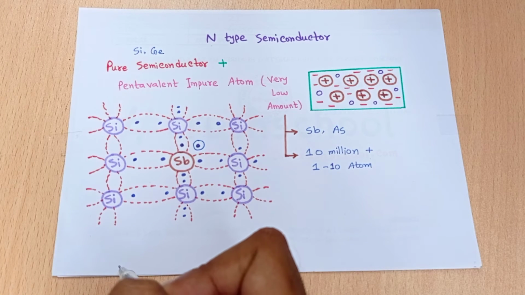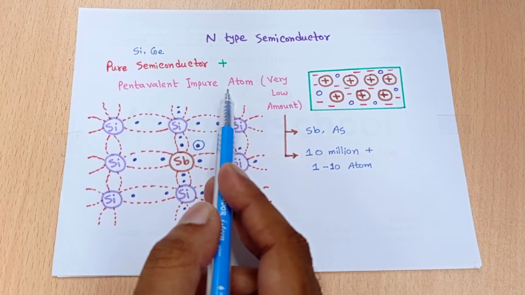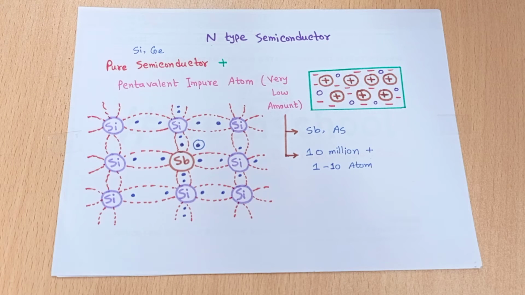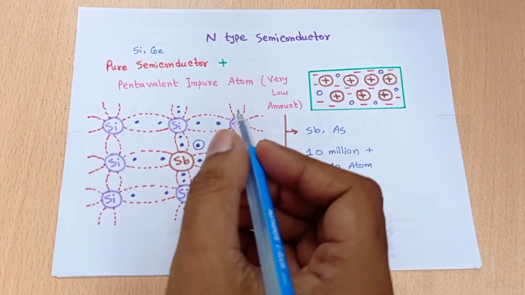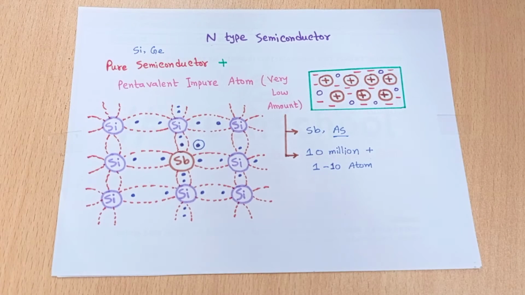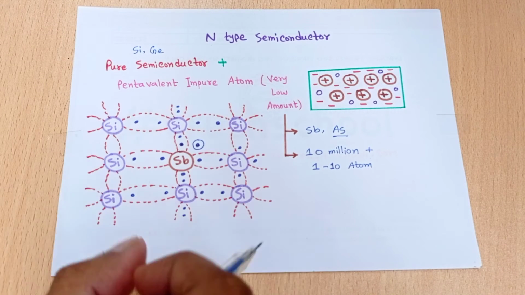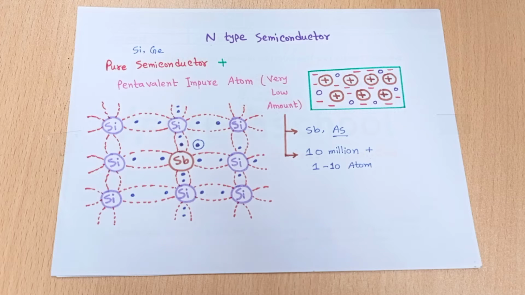Okay, but when we apply the pentavalent impure atom, we do not supply only one antimony or one arsenic. We supply more than one atom, which is 1 to 10 atoms or so on. So in that case the number of free electrons is increased, and these free electrons help the silicon semiconductor to conduct the current.